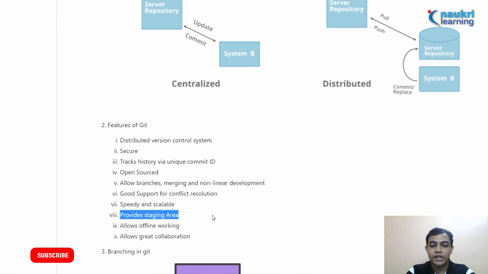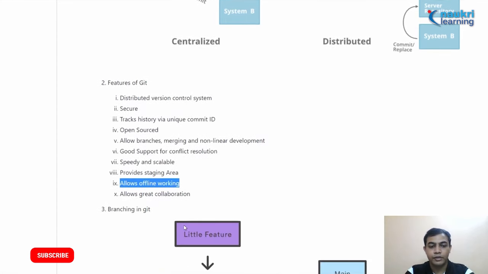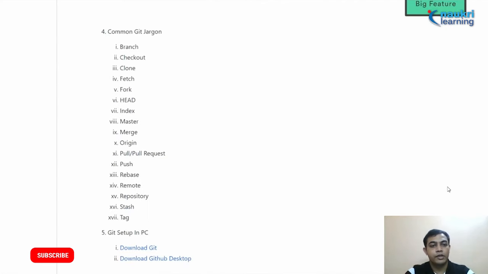It provides a staging area. A staging area is a preview of all the changes that you have made and whether you want to put that in as a checkpoint or not. It allows offline working, which is one of the primary highlights of distributed version control systems. And it allows great collaboration among all the peers who are pushing changes to one particular file. So let us move to a few of the jargon terms in Git.